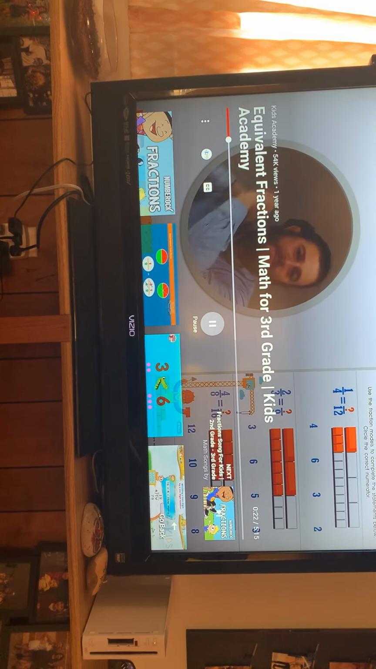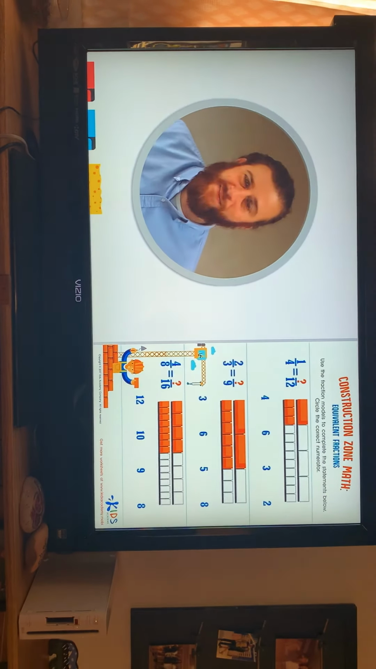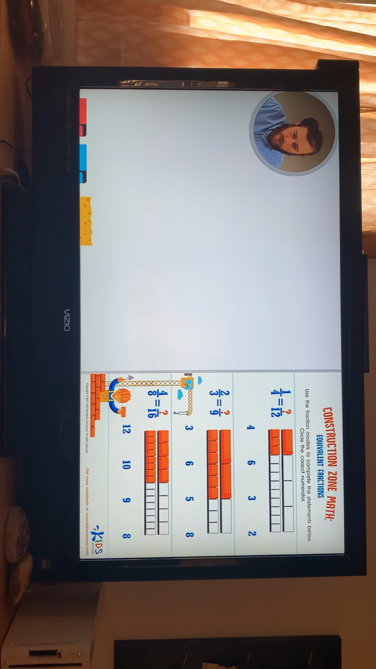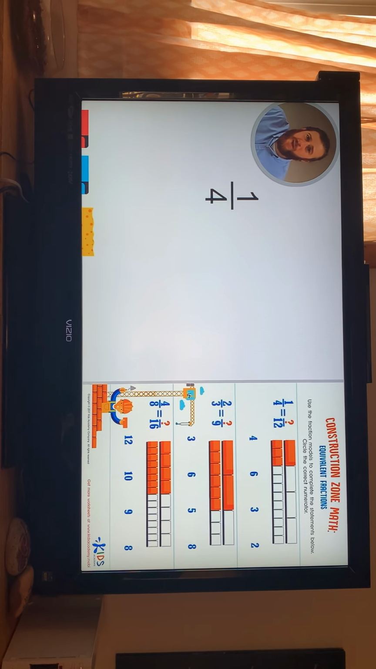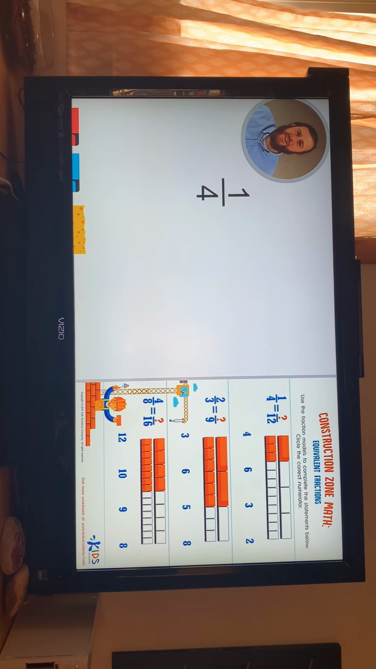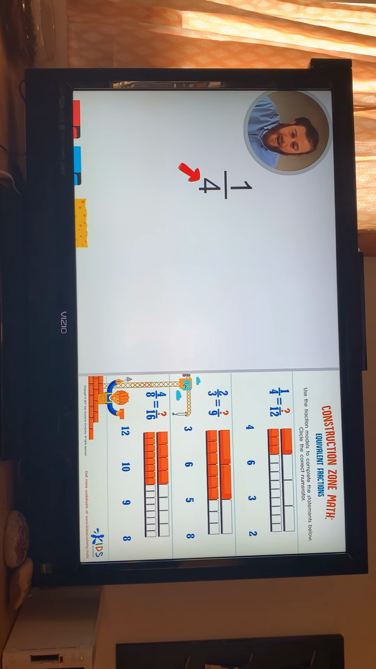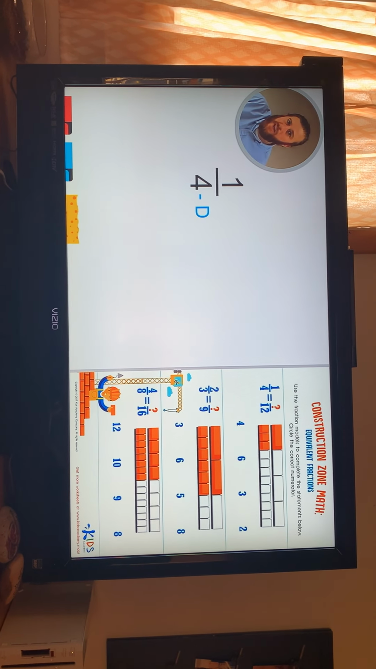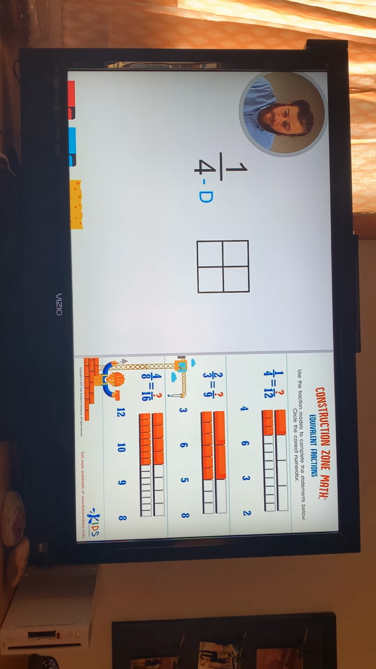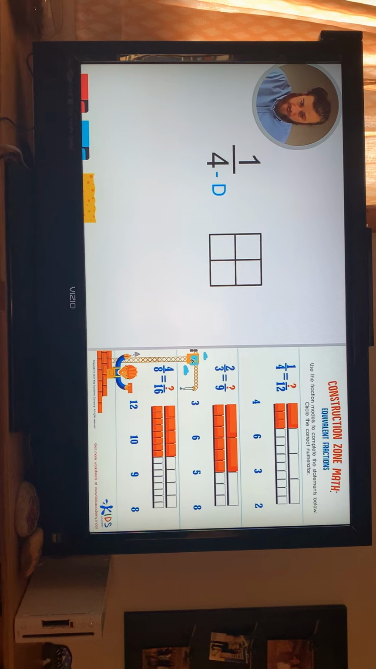Called Construction Zone Math. Equivalent fractions. But what's an equivalent fraction? Let's take a look. If we get a fraction 1/4, well, before we even draw a picture of 1/4, let's identify what each part of the fraction is so we know exactly what we're drawing. 4 is the denominator, or the bottom number. That shows you how many pieces a fraction is broken up into. For this fraction, I know that it's going to be broken up into 4 equal pieces.